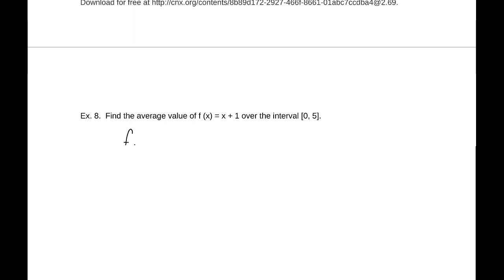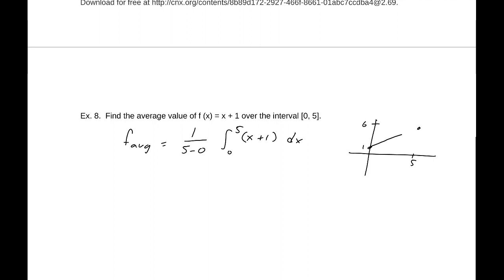So our f average equals 1 over b minus a, in this case we're from 0 to 5, times the integral of x plus 1 dx going from 0 to 5. Alright, so at an x value of 0, the function value is 1. And at an x value of 5, that means we are at 6. So we're actually looking for this area here.